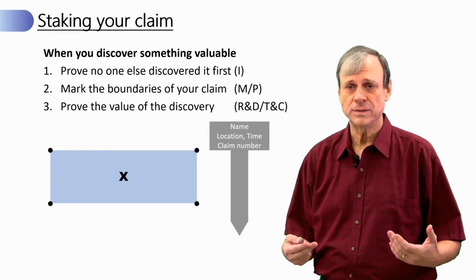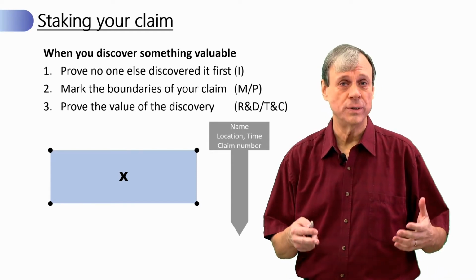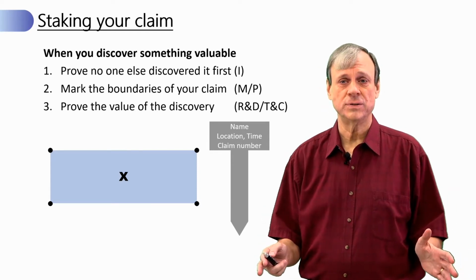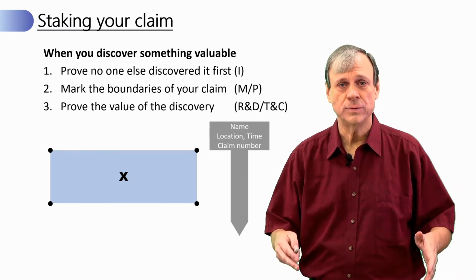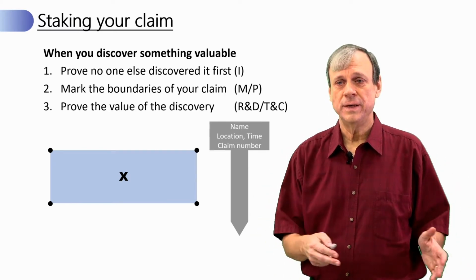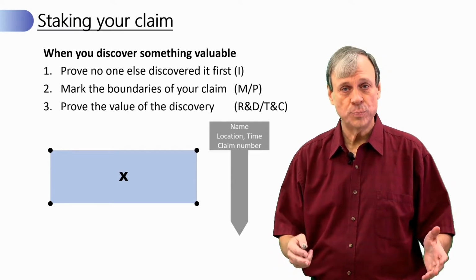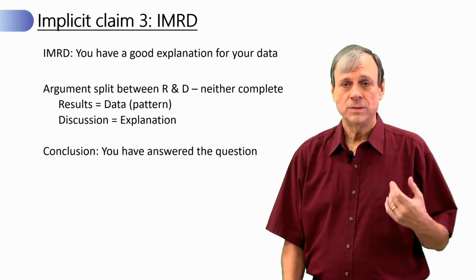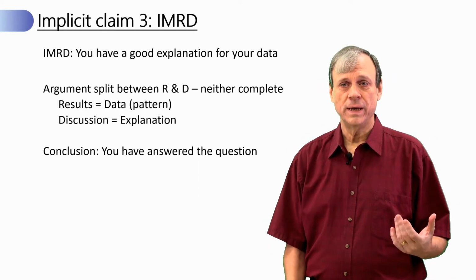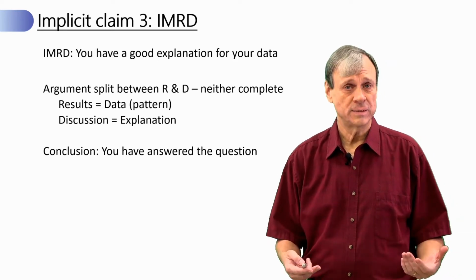And the same thing is true in an article. In the introduction, that's where you show that no one has discovered this first. In the methods or the process, you mark the boundaries of your research. And then in the testing division, or the results and discussion, you prove the value of that discovery. So this is related to the third claim, again, in IMRD format, that you have a good explanation for your data.